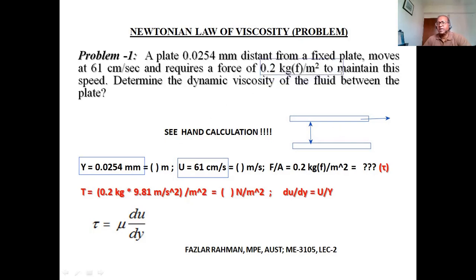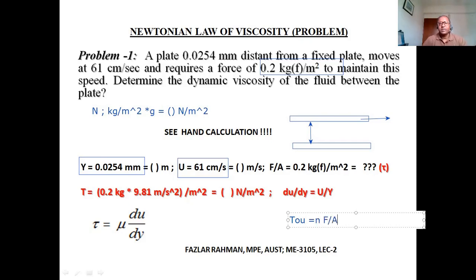So to maintain this velocity, this amount of force is needed. What is the unit of the force? The unit of the force is Newton. But they are not giving force directly. They are saying kg per meter square. The kg is not the unit of the force. So how will you get the force then? If you multiply by g, that means 9.81, then you will get some number, and your unit will be Newton per meter square. That means that is force. So right over here, 0.2 kg force per meter square is actually giving force per unit area. And force per unit area actually equals tau, because tau equals force F by A.